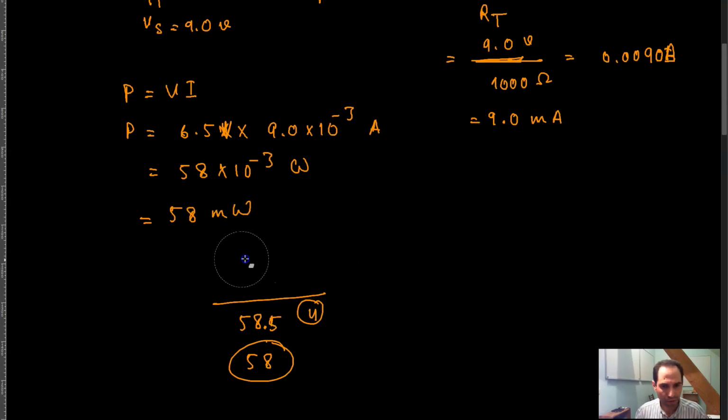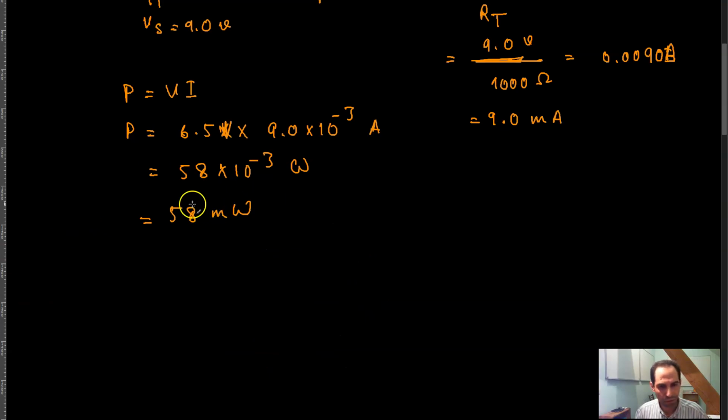So that means that your resistor has to be, well, this number doesn't tell me much, so I have to write it as 0.058 watts, and that's about 1/20th of a watt.